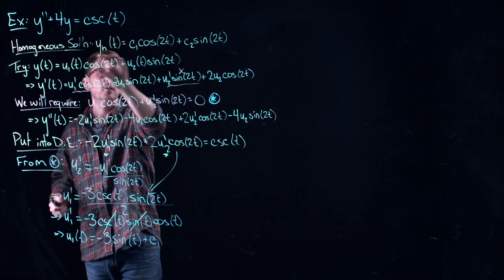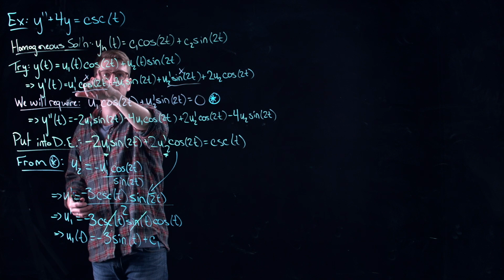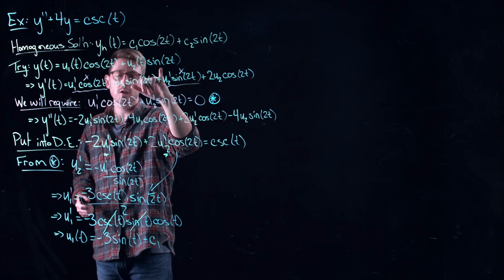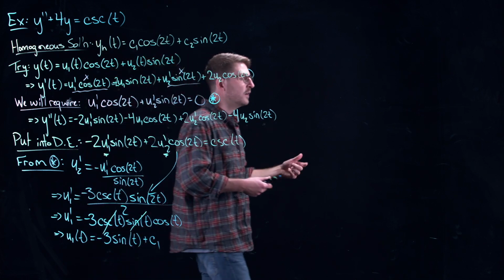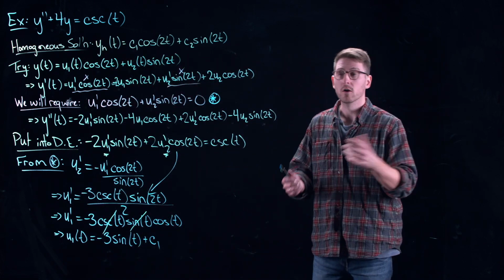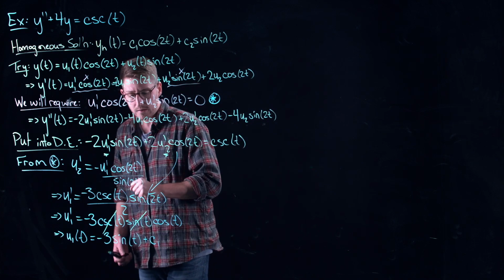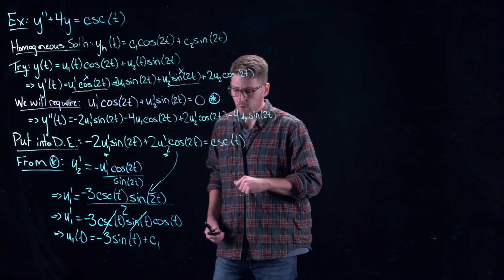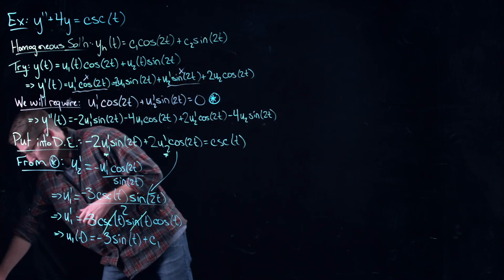Because remember, the general form of my equation was u1 times the homogeneous piece plus u2 times the homogeneous piece. So the c1 here is going to make sure that I get a c1 times y1, my homogeneous part of my solution. Whereas the minus 3 sine of t, well, that is going to give me the particular or the specific part of my solution.